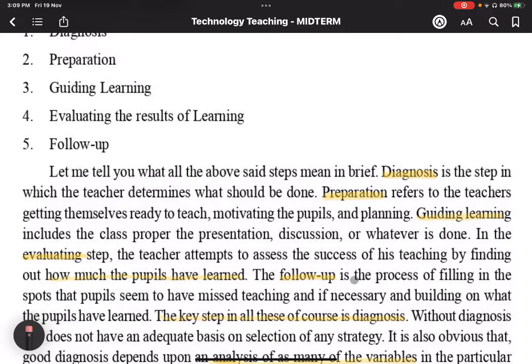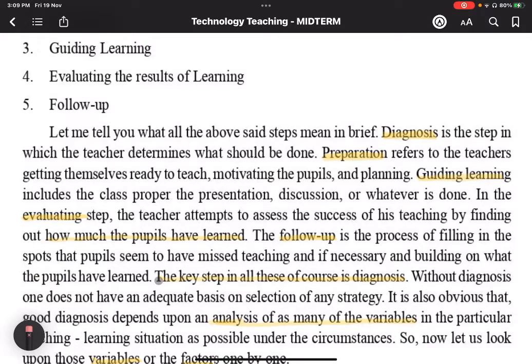Next is the follow-up. It is the process of filling in the spots that students seem to have missed in teaching, and if necessary, building on what the pupils have learned. No? After evaluating, more or less, alam mo na kung sino yung mga students na nagpe-fail or slow. So, yun yung time na kailangan mo nang mag-follow up. Meaning, i-guide mo na sila.